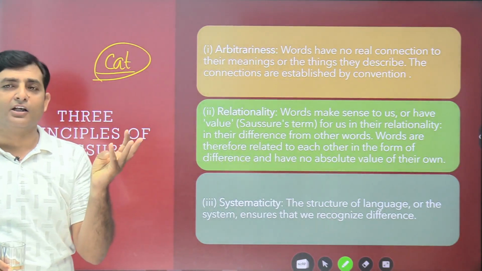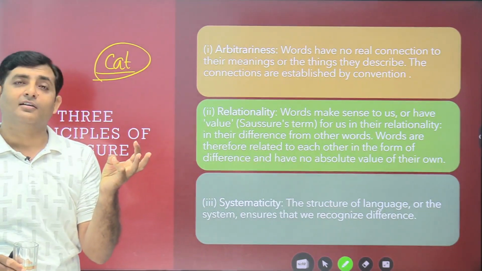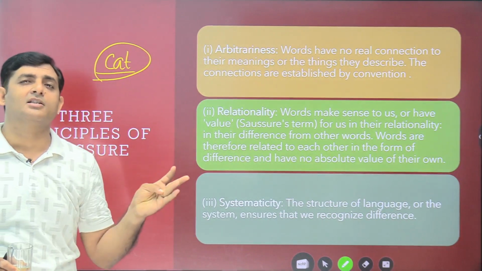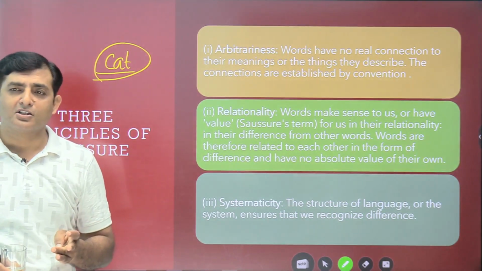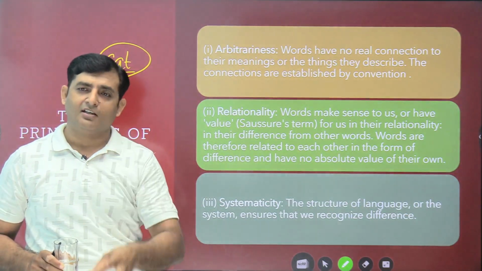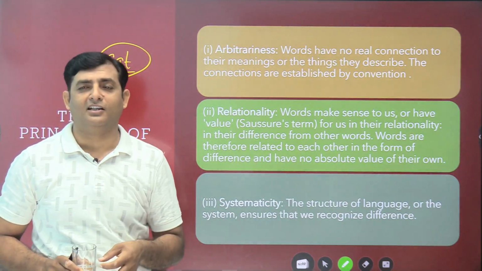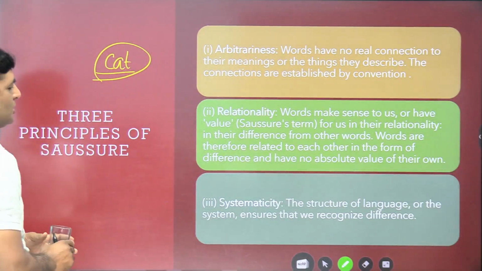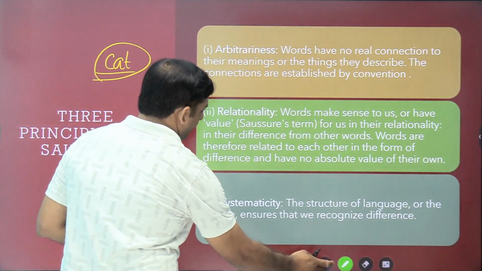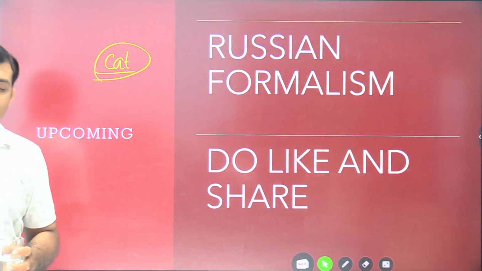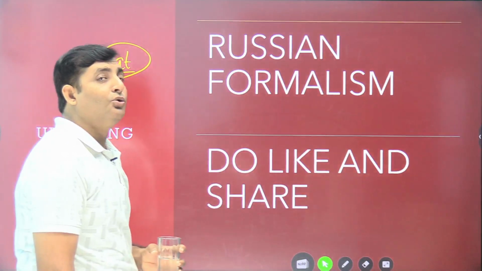Diachronic study, synchronic study, langue and parole, and then three concepts: arbitrariness, systematicity, and relationality. These are the concepts given by Ferdinand de Saussure. Ferdinand de Saussure, structuralism. Structuralism doesn't conclude here.